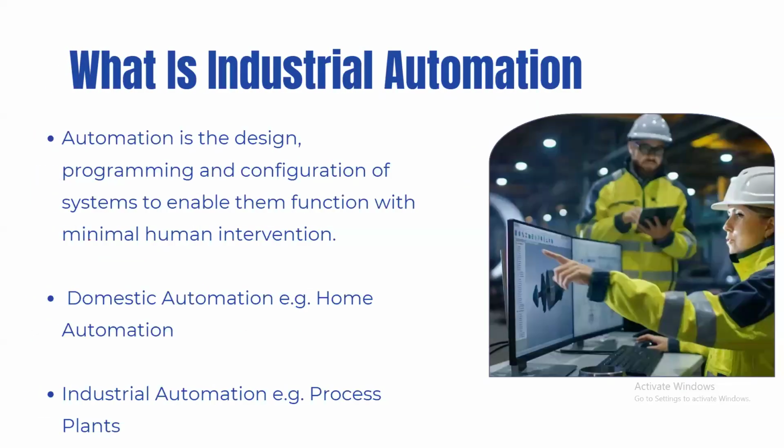Just for the newbies here, what is industrial automation? Automation is the design, programming, and configuration of systems to enable them to function with minimal human intervention.